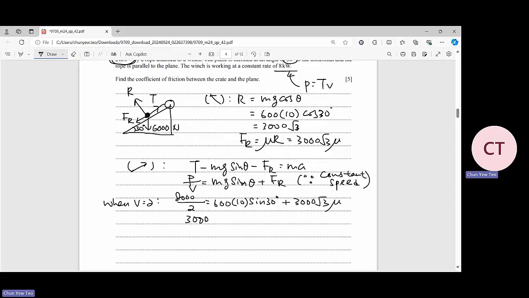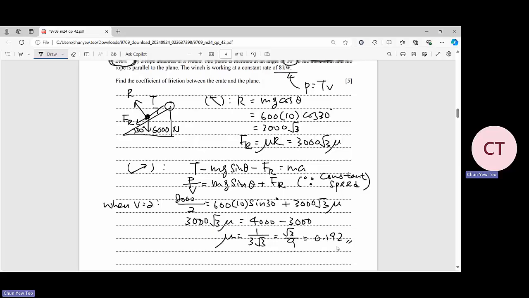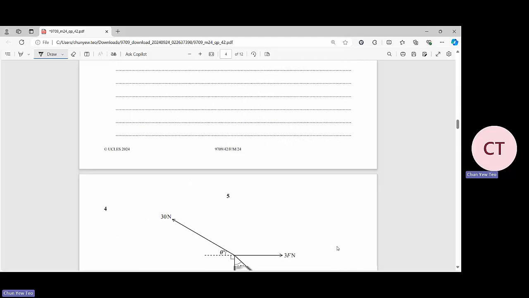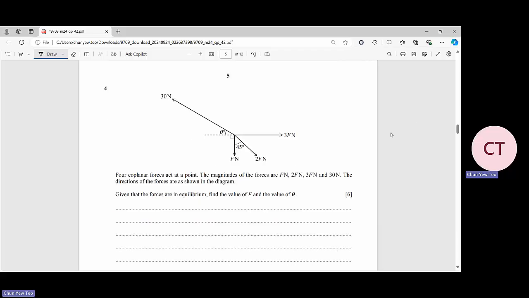We have 3,000√3 mu is equal to 4,000 minus 3,000. So your mu is equal to 1 over 3√3. 1 over 3√3, you can make it become √3 over 9, or you can make it become the decimal 0.192. That will be the answer for question number 3. Done. Moving on. Question number 4.